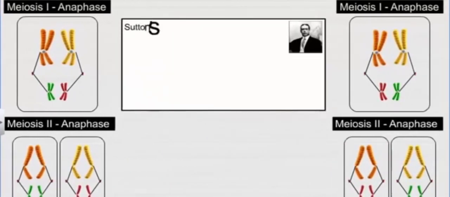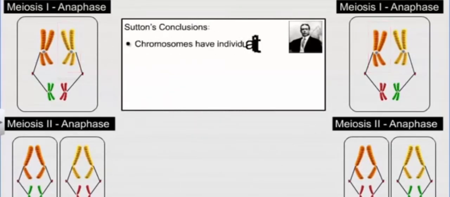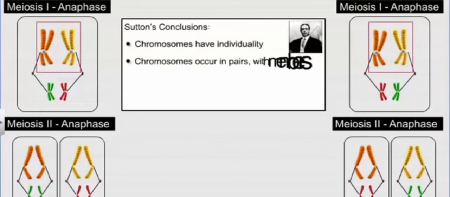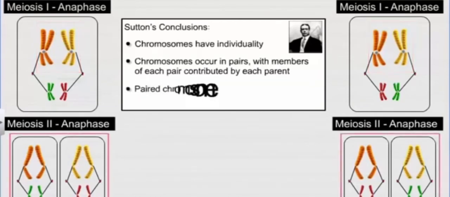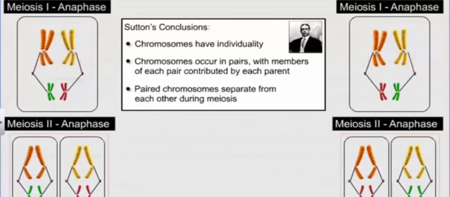Sutton analyzed the segregation of chromosomes during meiosis and concluded that chromosomes have individuality and they occur in pairs, while members of each pair are contributed by each parent. He also concluded that the parental chromosomes segregate from each other during meiosis, and the distribution of the paternal and the maternal chromosome in each homologous pair is independent of the other pair.